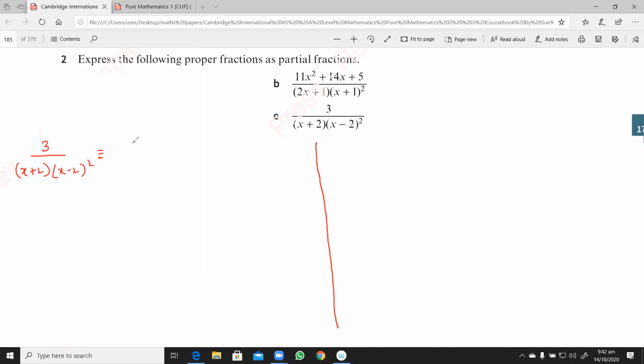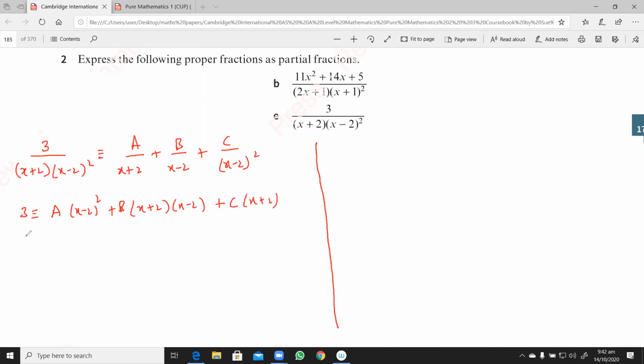Okay, here I want to write the maximum number of fractions, okay? So I'll do it like this. So this is going to be 3 equal to a into x minus 2 whole square plus b into x plus 2 into x minus 2 and c into x plus 2. So we start by, we say put x equal to minus 2.